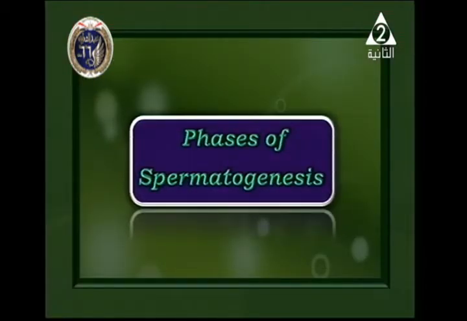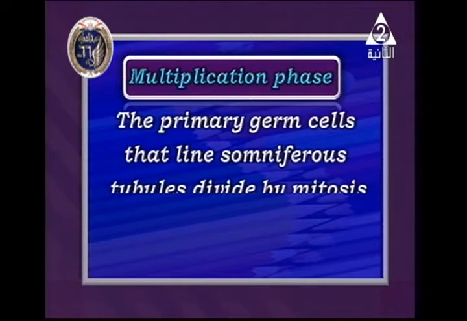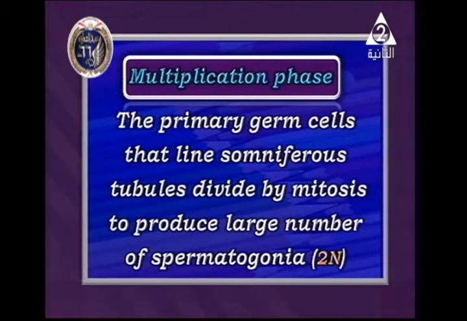Well, we also need to study the phases of spermatogenesis. Again, spermato means sperms, genesis means creation. So the whole word means how the sperms are created, formed and manufactured inside the testis. Number one, multiplication phase. The primary germ cells that line the seminiferous tubules divide mitotically to give us a large number of spermatogonia, which is diploid.